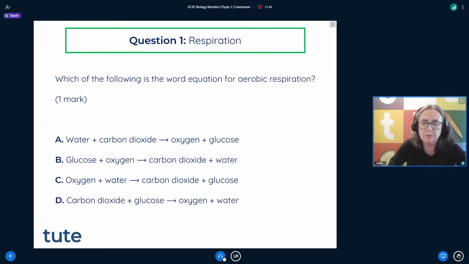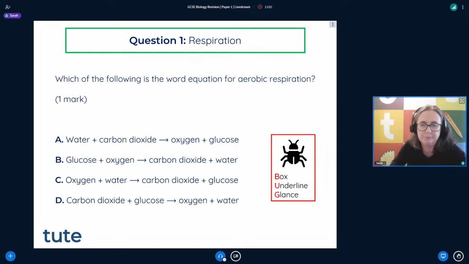Okay, so let's take a look at our first question, which is on respiration. The question is a typical question that you might see at the start of an exam. Which of the following is the word equation for aerobic respiration? You can see it's got 1 mark and you've got 4 options. So this is a classic opening question you might see tomorrow.